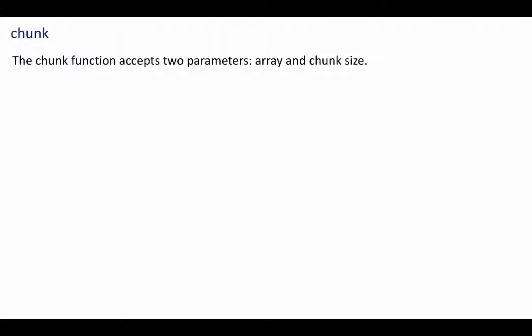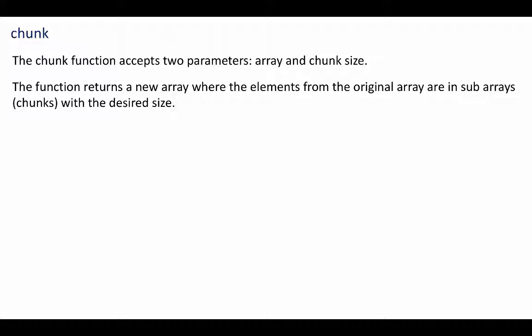So the first function I want to show you is chunk. The chunk function accepts two parameters, an array and a chunk size. The function returns a new array where the elements from the original array are in sub-arrays, which are called chunks, with the desired size. Let's look at an example.